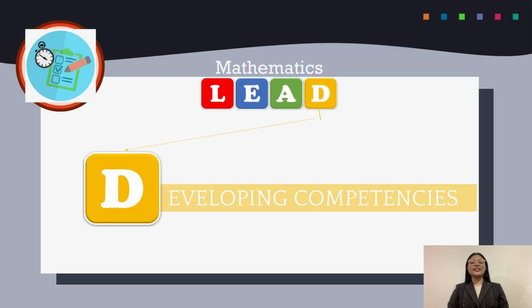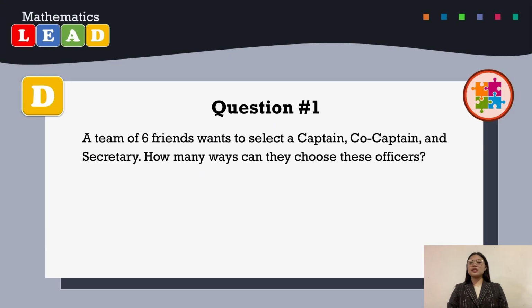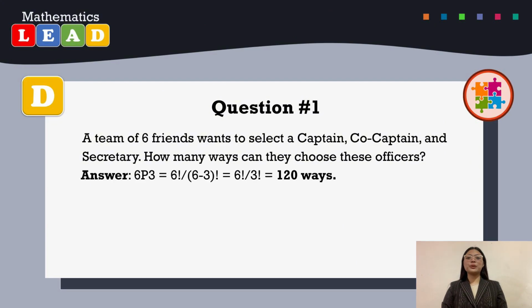So let's test your understanding with a quick 3 questions activity. Pause the video if you need time to think, then check the answers. Question number 1. A team of 6 friends wants to select a captain, co-captain, and secretary. How many ways can they choose these officers? Think about it. All friends are distinct and no one repeats. What formula should we use? We have here the answer, 120 ways.